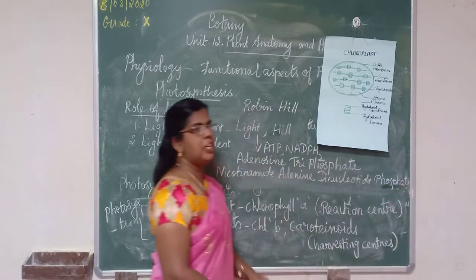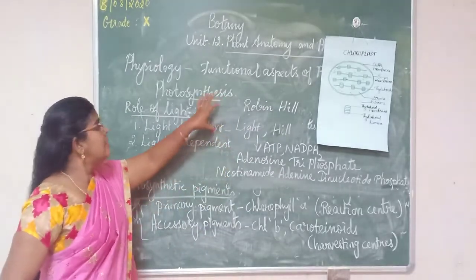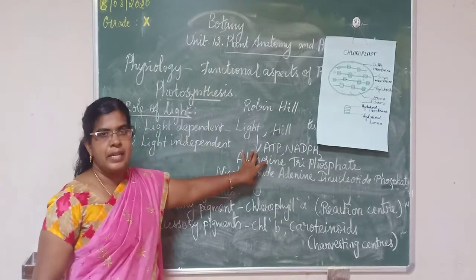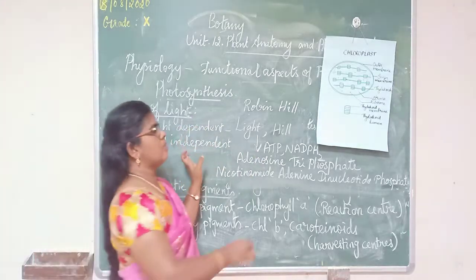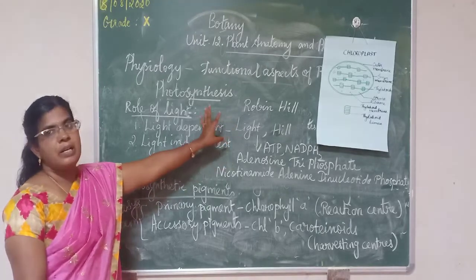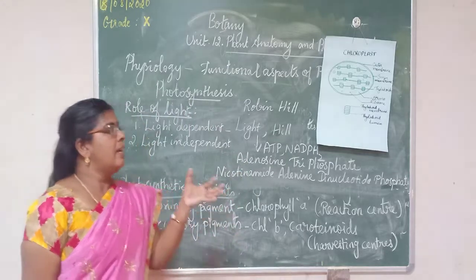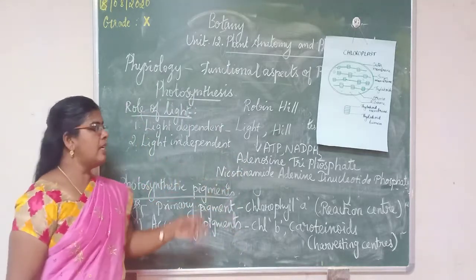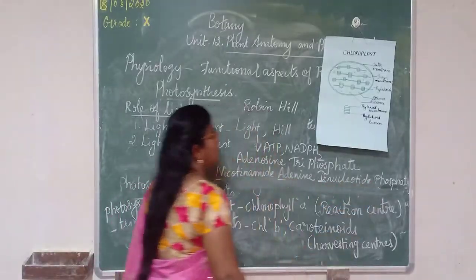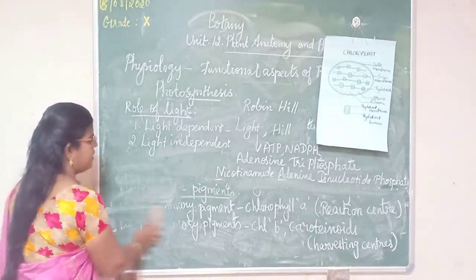These are the end products of light reaction. So children, you must know where the light reaction takes place, what the products of light reaction are, and how the light is absorbed by chlorophyll A. This chlorophyll A absorbs light energy directly and converts it into chemical energy, ATP and NADPH2. These are the energy-rich compounds formed by light reaction.